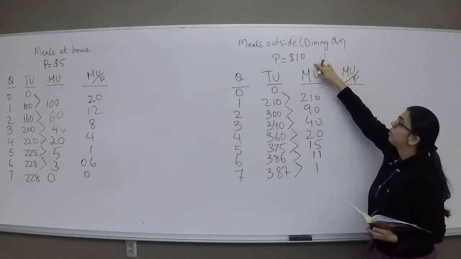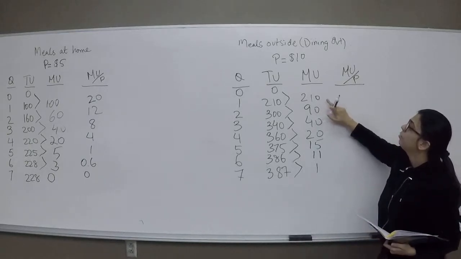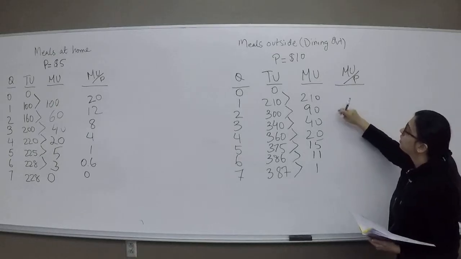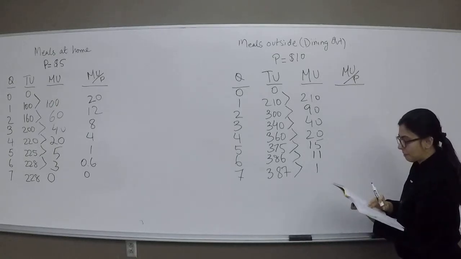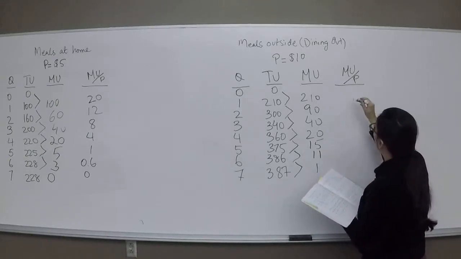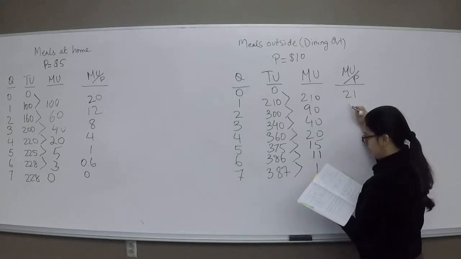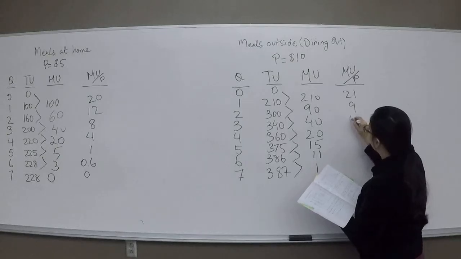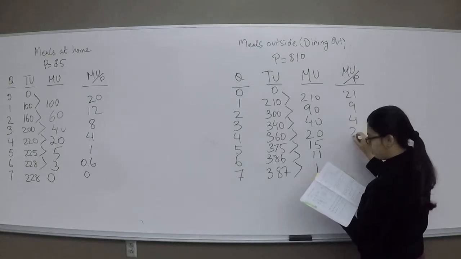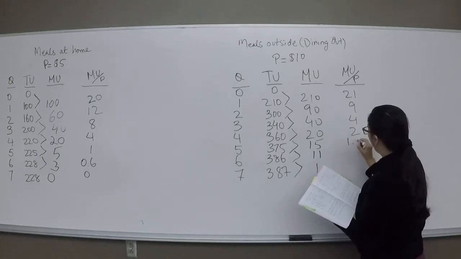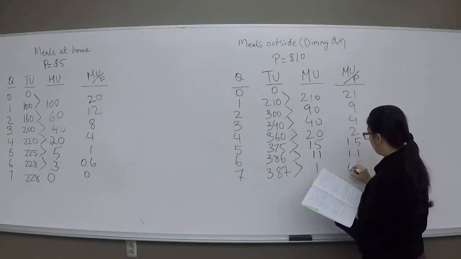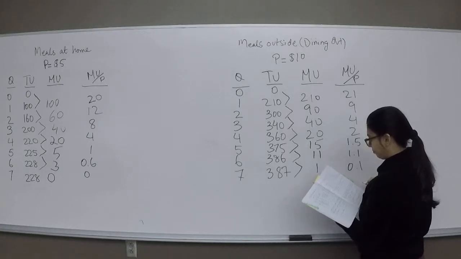Okay. Now let's calculate marginal utility per dollar. We have been given the price, so we're going to divide marginal utility by the price. So 210 divided by 10 is 21. 90 divided by 10 is 9. 40 divided by 10 is 4. 20 divided by 10 is 2. 1.5 and 1.1, 0.1.